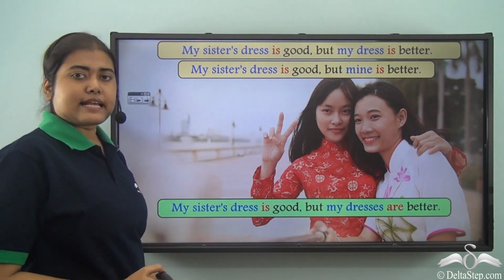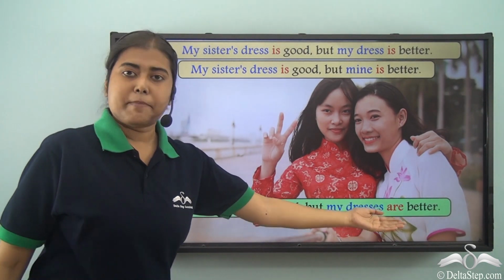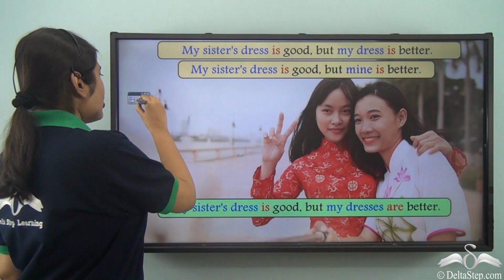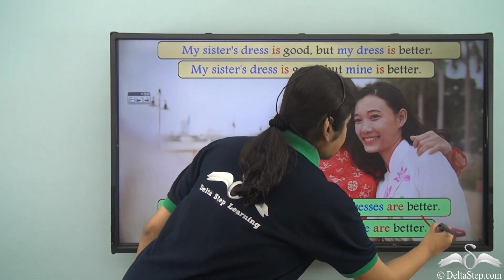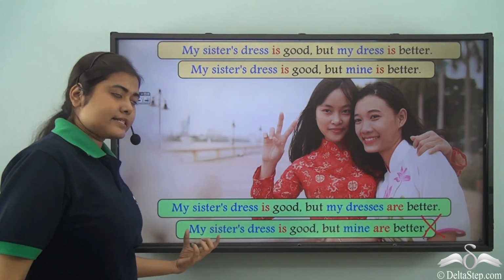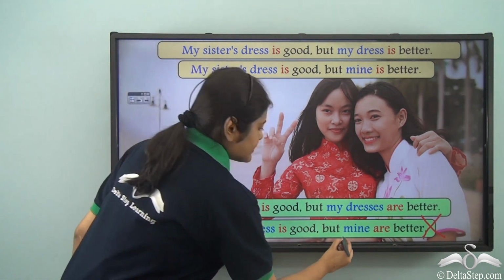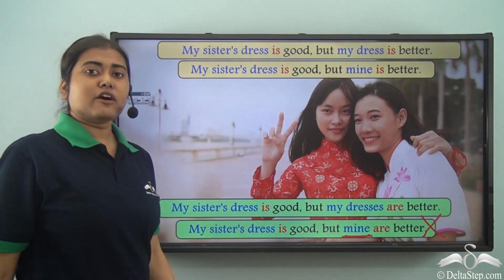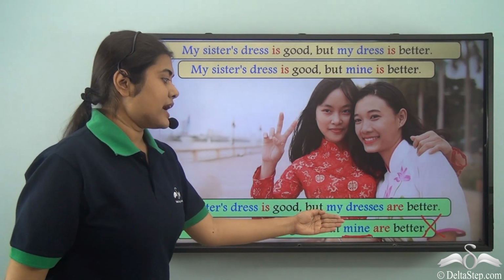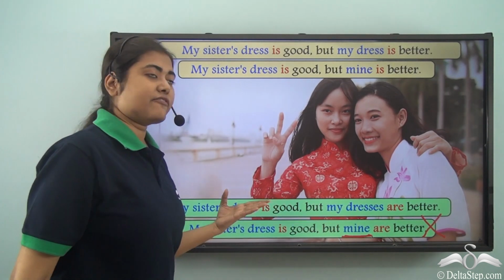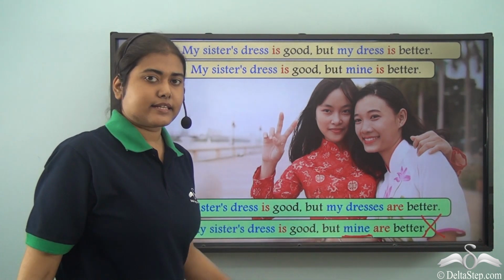So if you had a sentence like my sister's dress is good but my dresses are better, this sentence cannot be written as my sister's dress is good but mine are better, because in this case the subject in the first part of the sentence is singular. As a result, this possessive pronoun will always refer to singular possession. If we have to write my dresses, then we will have to write my dresses. We cannot replace my dresses with mine in this case.